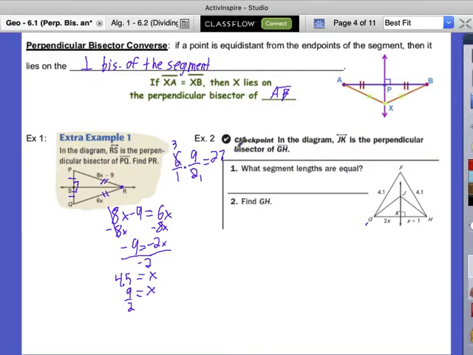But if you want to, you could also do 6 times 4.5. Actually, I would probably do it the other way around, 4.5 times 6. 5 times 6 is 30. 6 times 4 is 24 plus 3, 27. So the measure of PR is equal to 27.